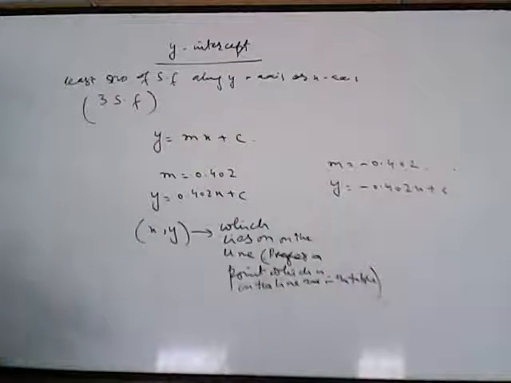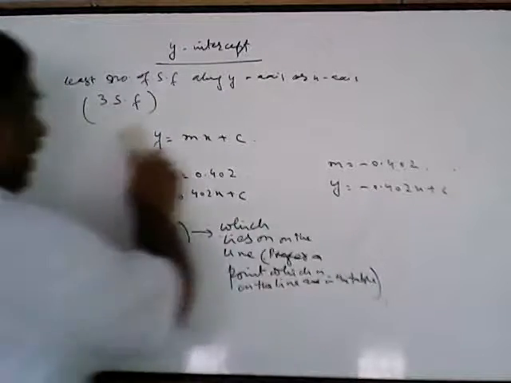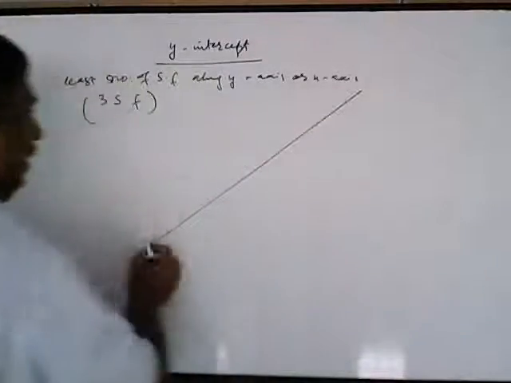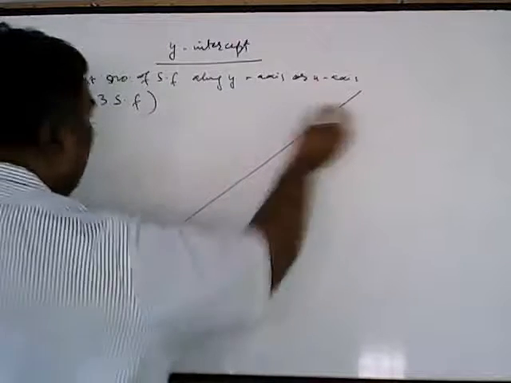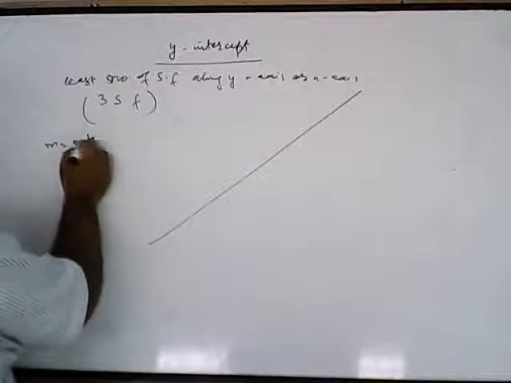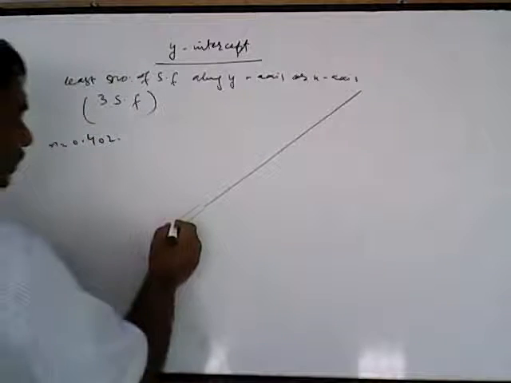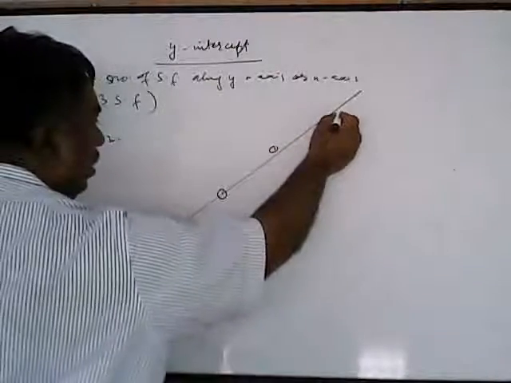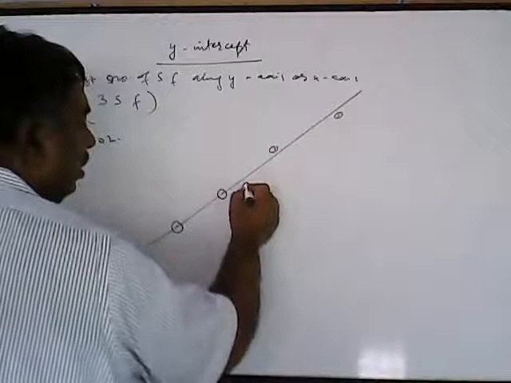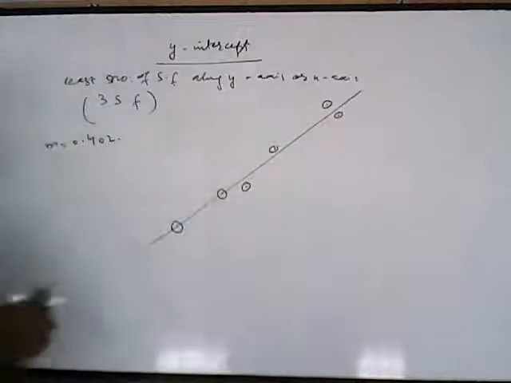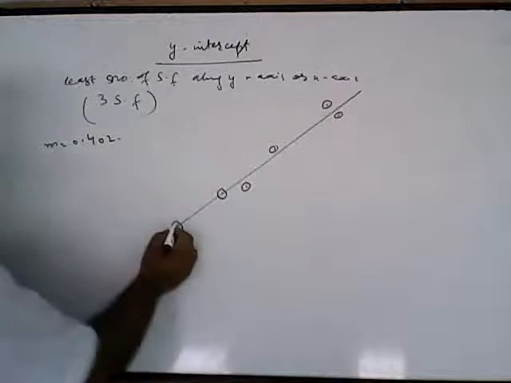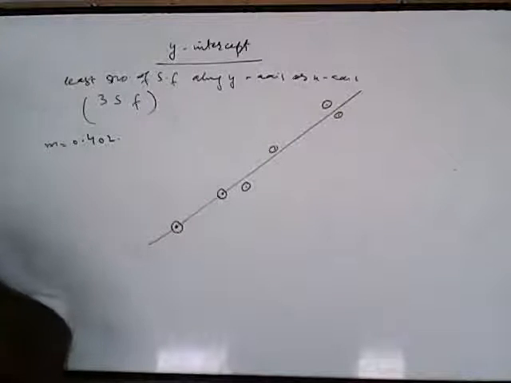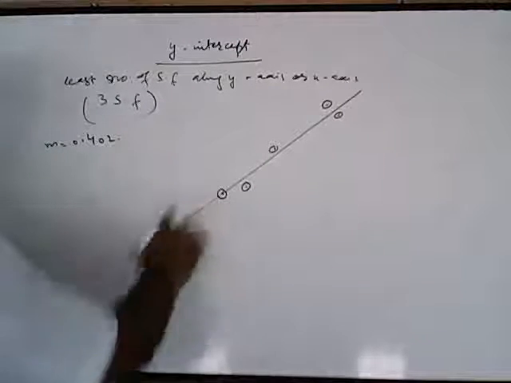For example, suppose I have to find the y-intercept of some point like this one. Suppose this is the line and its gradient comes out to be 0.402. Now I will select either this point or this point, which is in the table and which is on the line. I will select this point and this point.